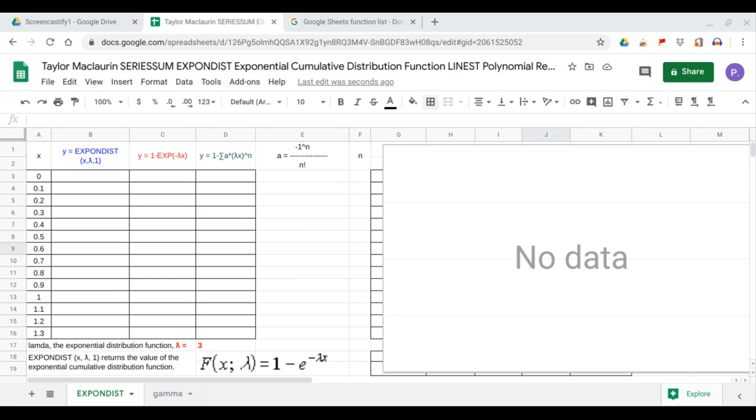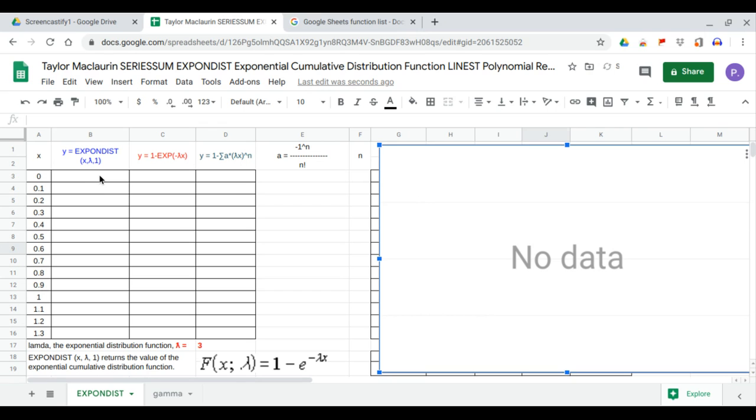Hello, in this video we will generate the Taylor Maclaurin SERIESSUM expansion of the exponential cumulative distribution function, also known as EXPONDIST of x comma lambda comma 1. The value of this exponential cumulative distribution function, with this definition, is 1 minus e to the negative lambda x. And we will regress it to the fourth degree linear polynomial regression.